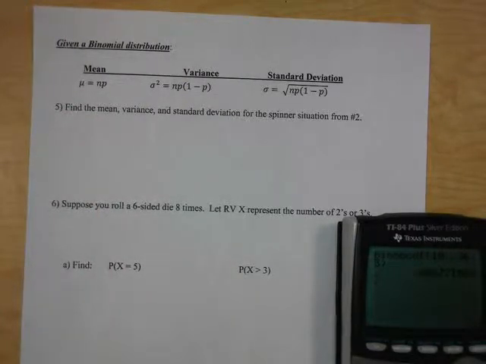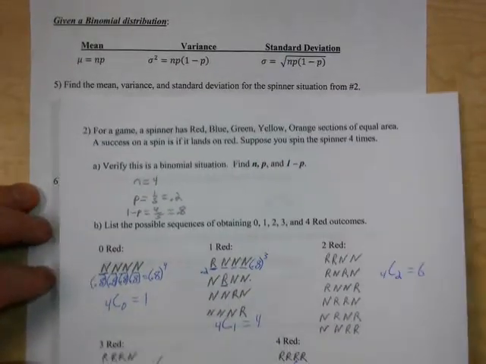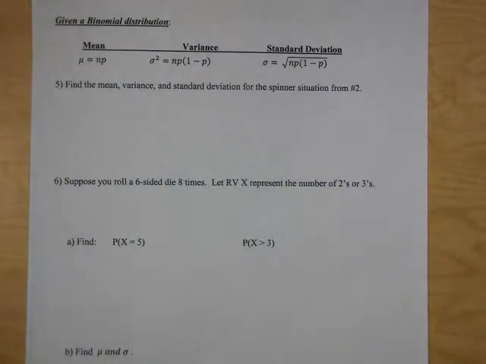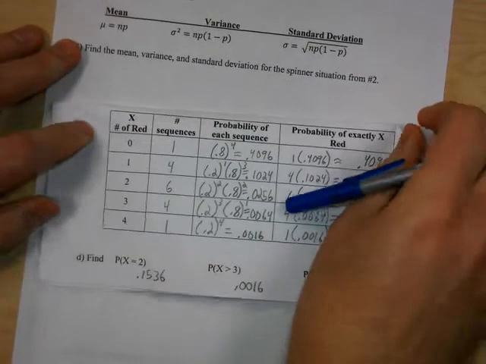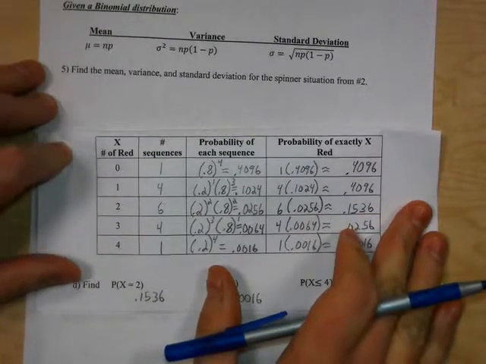Okay, so to find the mean, variance, and standard deviation of the spinner situation from number 2, if we go all the way back to that example, I gotta find it here. Okay, remember the spinner situation in number 2, this was the table that we had for it. This goes back to the other worksheet, or the other video I should say.